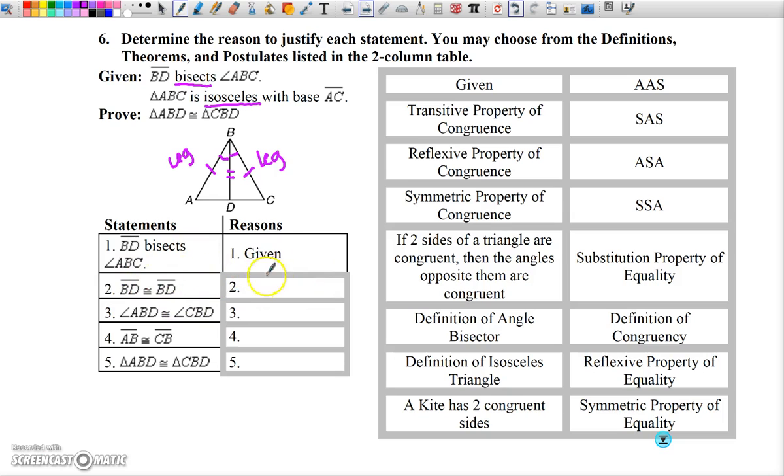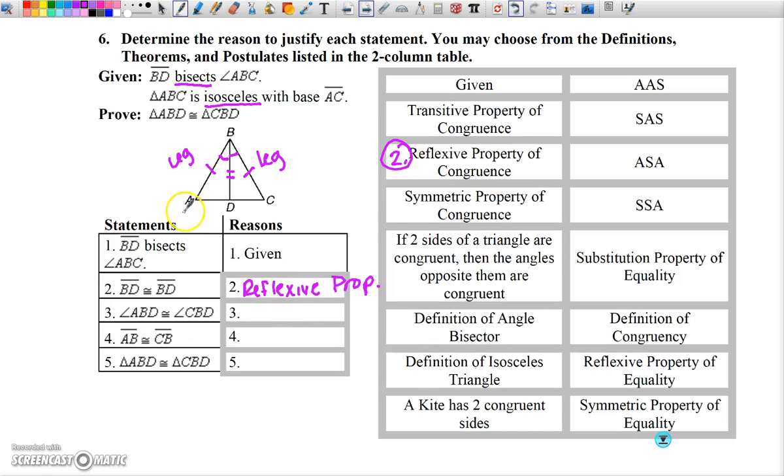So the second step, BD being congruent to itself, that is called the reflexive property. Okay, because it's just like a reflection. Nothing is changing. It's the exact same thing on both sides. So your reflexive property. So this would be number 2.